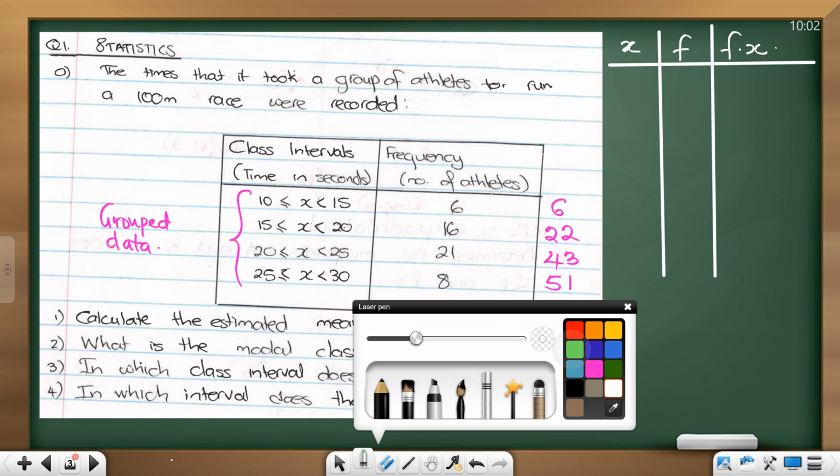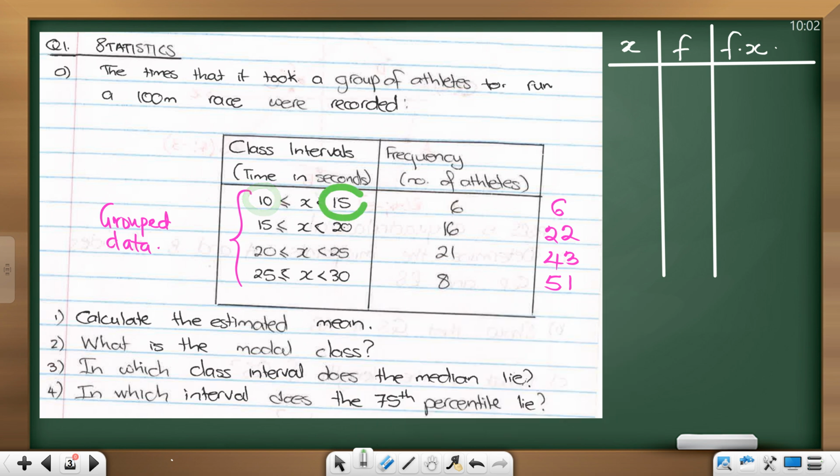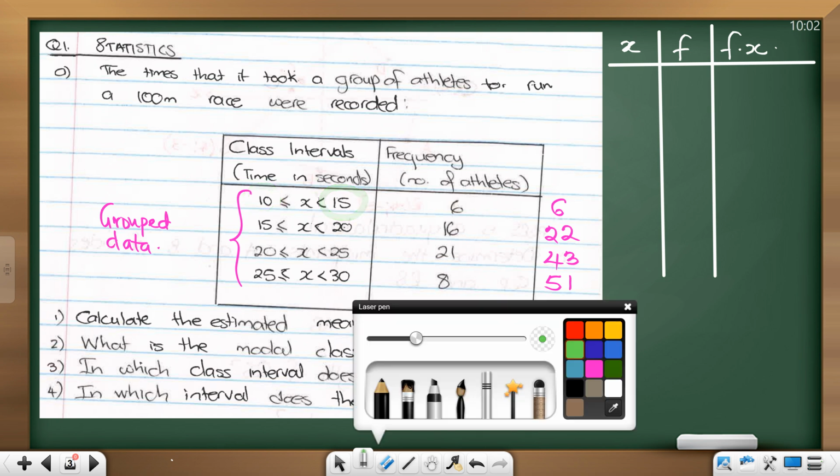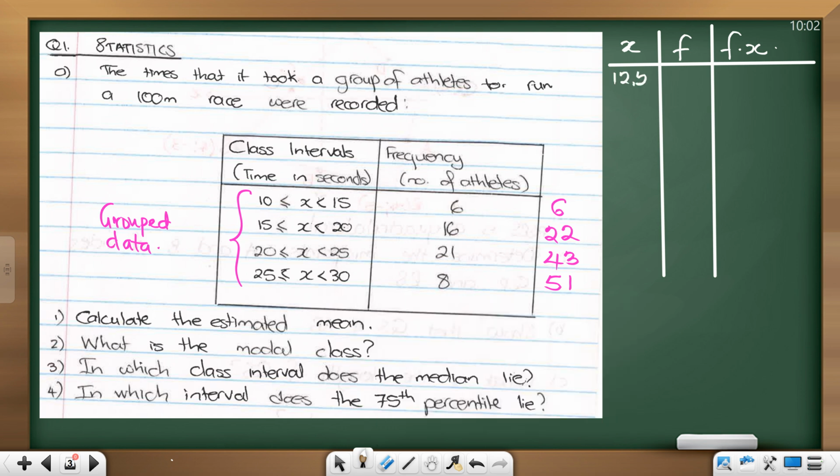So the first one will be 10 plus 15 divided by 2. What would that give you? 12,5. All right. So my first X is 12,5. What's the next X? Beautiful. 17,5. What's the third one? 22,5. And what's the fourth one? Lovely. 27,5. So 6, 16, 1.